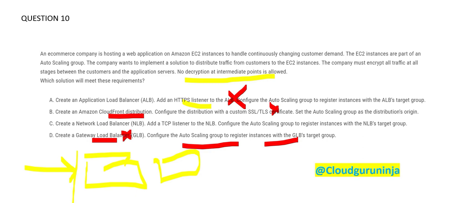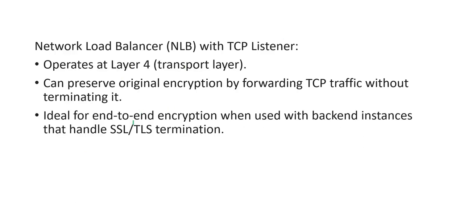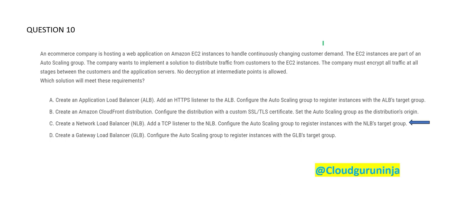Now we are left with NLB. NLB is the only one which will help you with end-to-end encryption when used with backend instances. It operates at layer 4. It can preserve original encryption by forwarding the TCP traffic without terminating it. So that is why option C, creating a Network Load Balancer, adding a TCP listener to the NLB, and configuring the auto scaling group to register instances with the NLB target group, is our final answer.